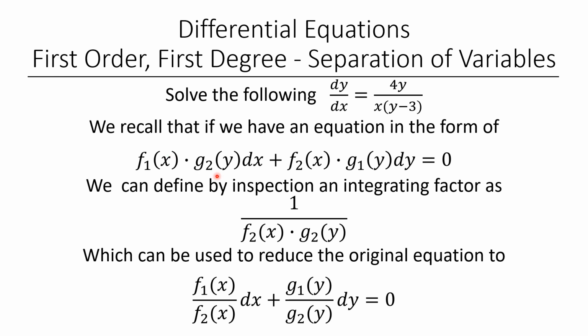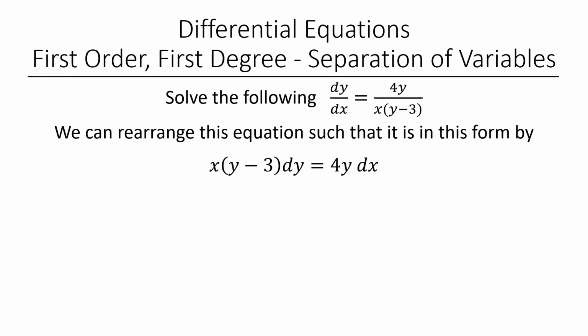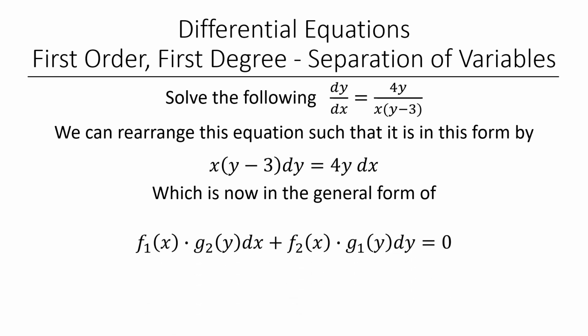And this form is important because you see the first term is all in x, the second term is all in y, and so this is what's meant by separation of variables. So with our equation, we can do some algebraic rearranging, which is really just cross multiplying, and we arrive at this. And so now we can see that this is in the general form that we're looking for: separation of variables. We have a function of x and y dy, a function of x, which is just a constant, y dx.